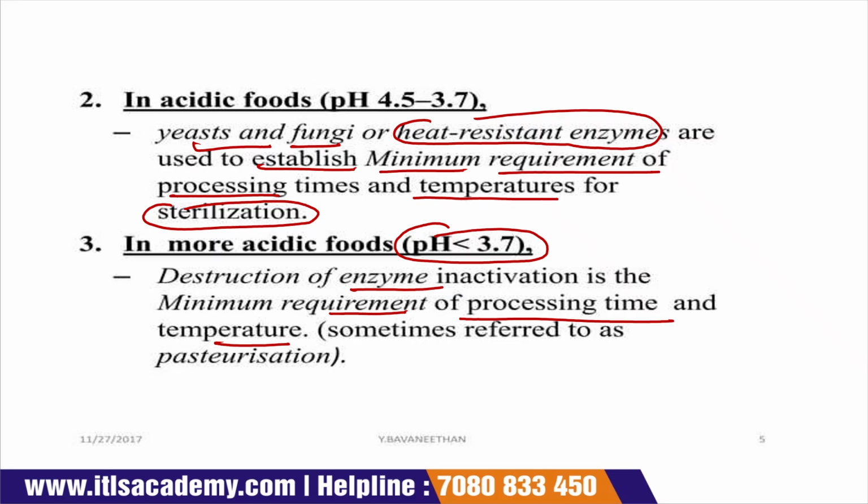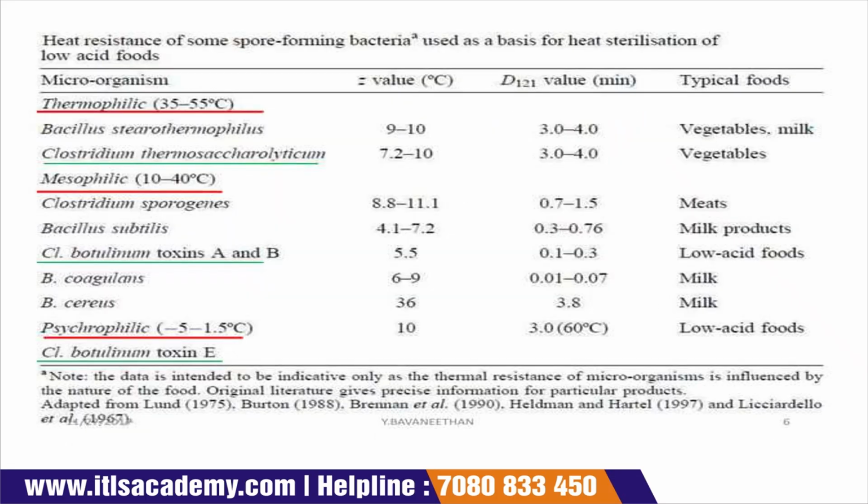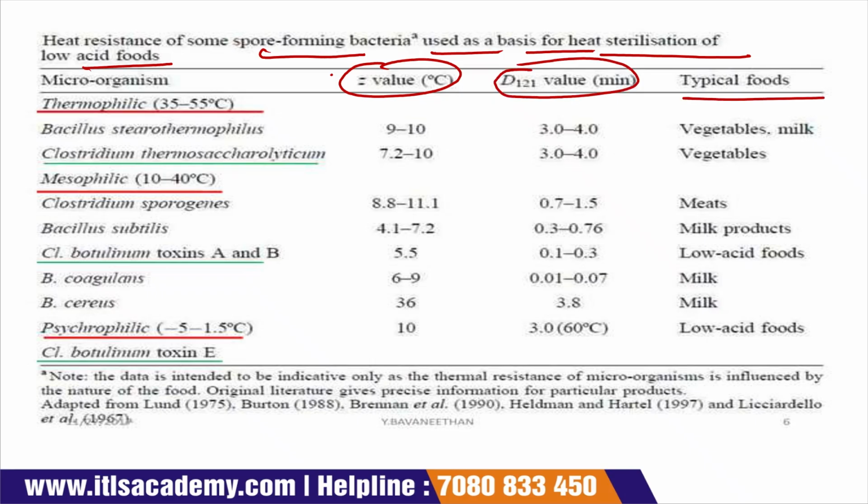But when we have to destroy more acidic food, even then a minimum processing time is required, and along with it the temperature is also required, and sometimes we refer to this as pasteurization. Heat resistance of some spore-forming bacteria is used as a basis for heat sterilization of low acidic food. The first column represents the microorganism, then the Z value, then the D121 value and typical food.